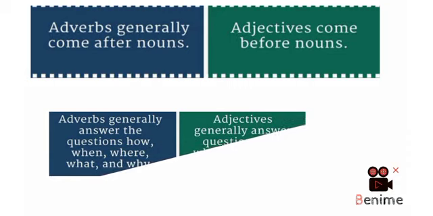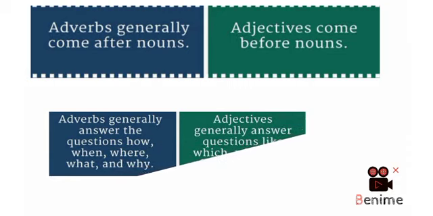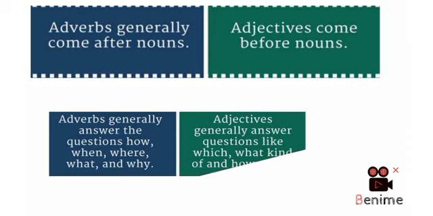Now, adverbs answer questions like how something is done, since it has to do with action. It tells us when an action was done, where an action was done, why an action was done, the purpose, the reason, and so on and so forth, the extent to which an action is being done.